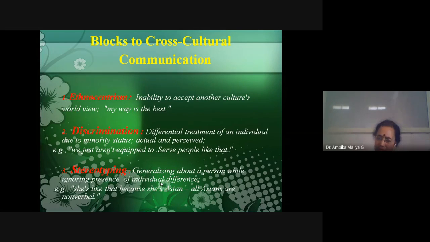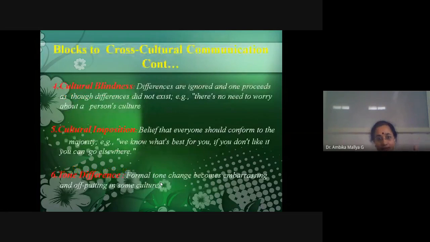Why go abroad? Even in India, in our own backyard, we have so many cultural differences. So many cross cultural communications go wrong. We need not go abroad. Continued. These are some other cultural blocks that you have. See, one is cultural blindness. What do you mean by cultural blindness? We ignore the differences in other cultures.